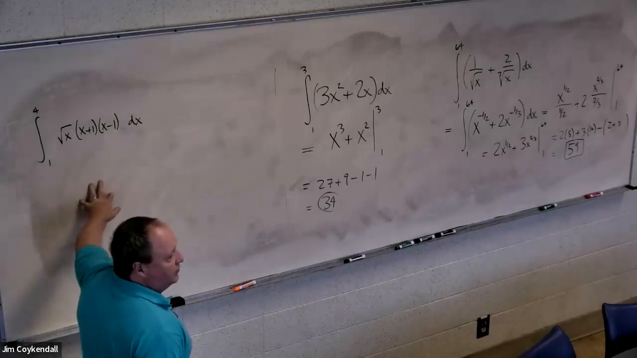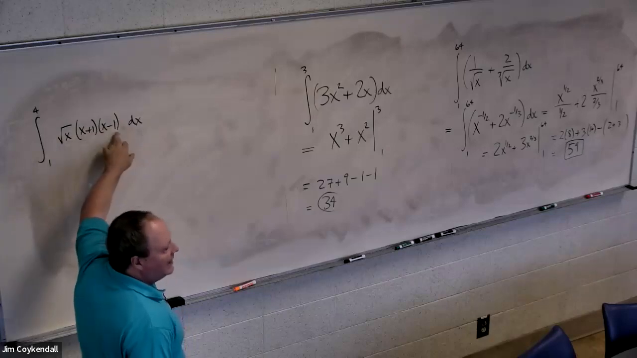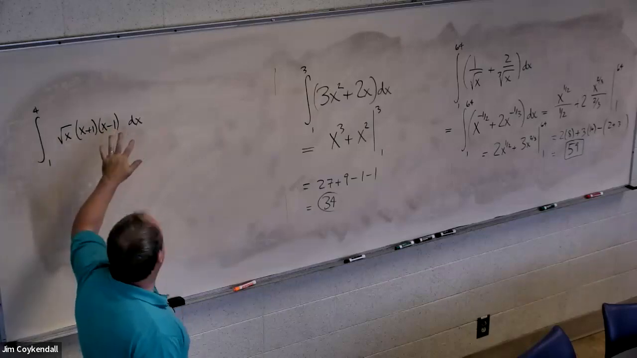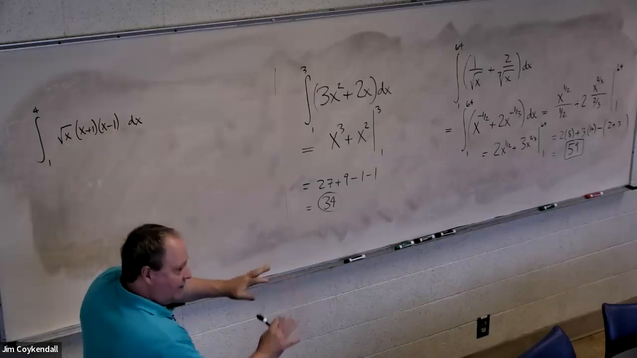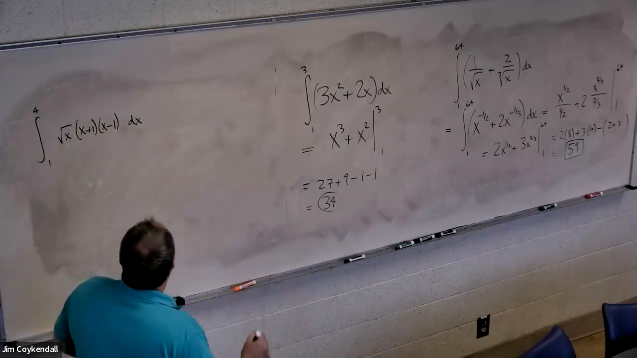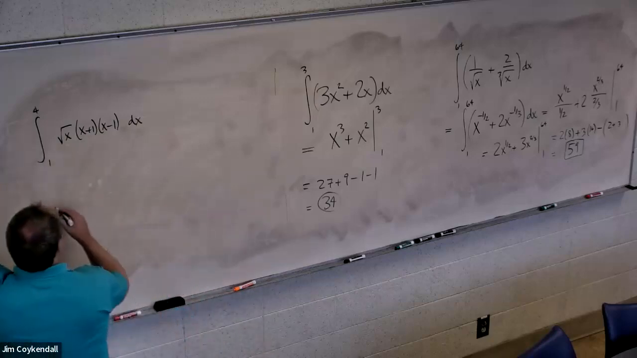Please resist the temptation to write the antiderivative like this. You can't do that. That's as big a sin as doing the product rule, x sine x, and taking the derivative of the pieces separately. How would I do this? Multiply the thing out, use powers of x.